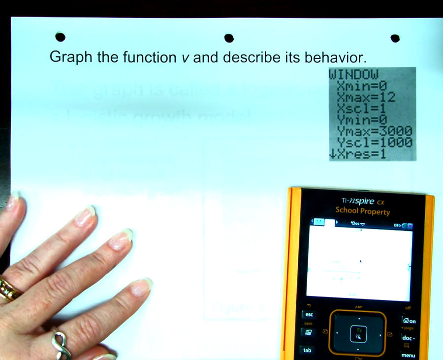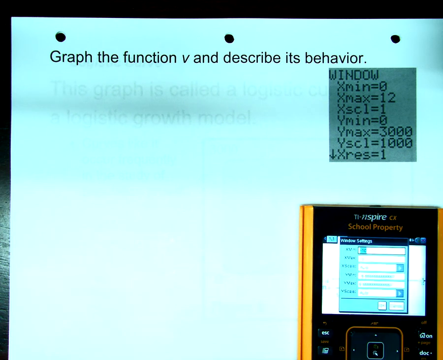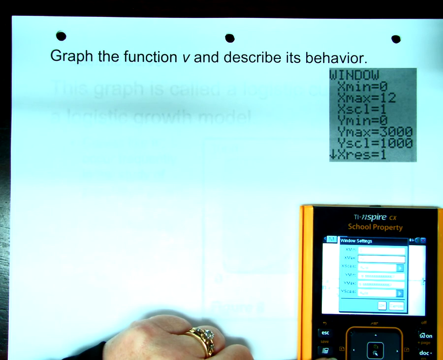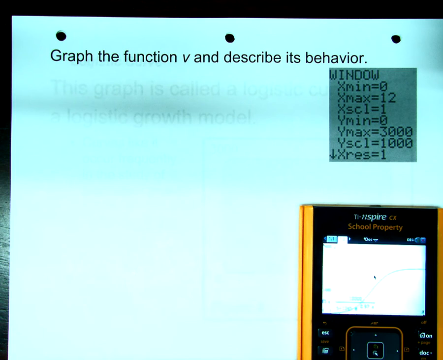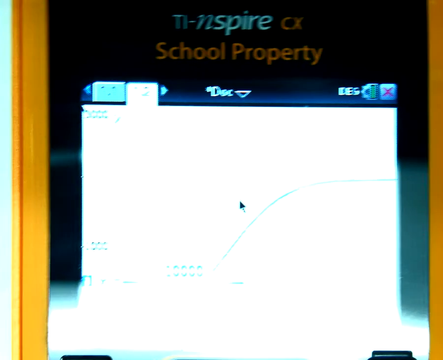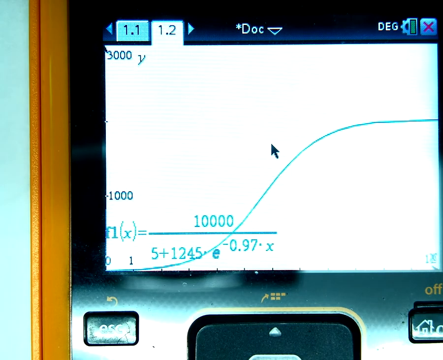Let me scoot over here to the side so you can see it. I'm going to go to my menu, my window. My window settings are going to go from 0 to 12, and from 0 to 3,000, counting by thousands. I'm going to zoom in on it just so you can see it a little bit better. Okay, so this is what it looks like when you zoom out and look at this function.